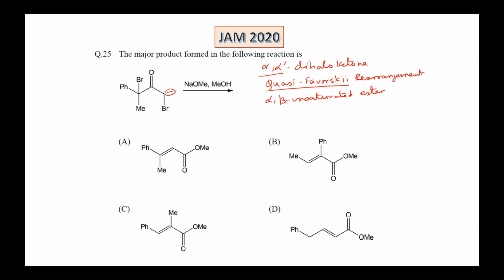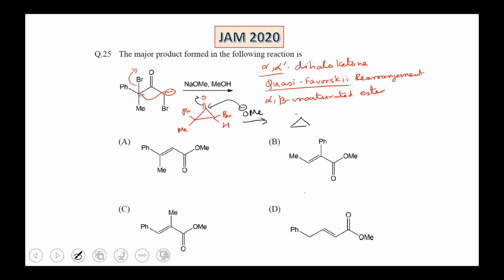The first step is formation of carbanion. The second step is intramolecular nucleophilic attack, then resulting in the elimination of Br to give you a cyclopropanone intermediate. Here we have the phenyl and methyl on one side and Br and H on the second side. Now attack of methoxide ion on the carbonyl carbon results in the formation of a tetrahedral intermediate. On one side I have bromine and hydrogen, the other side I have phenyl and methyl.